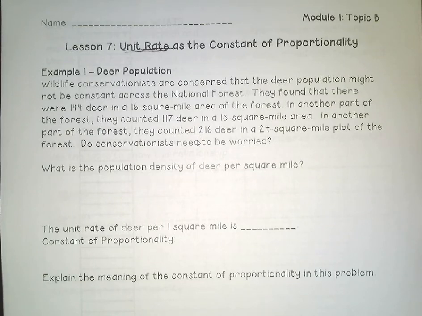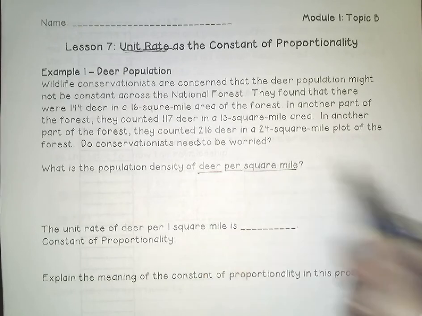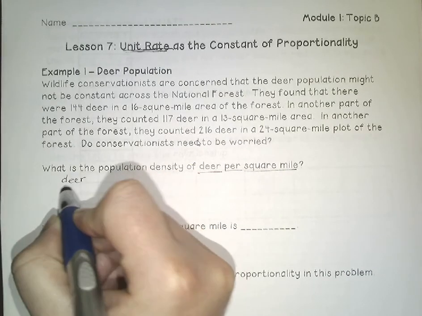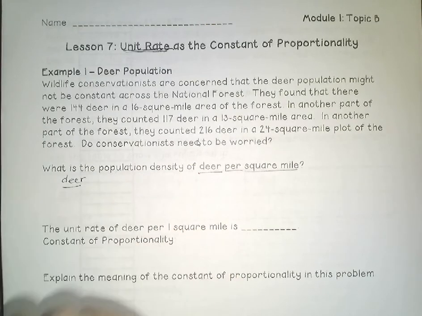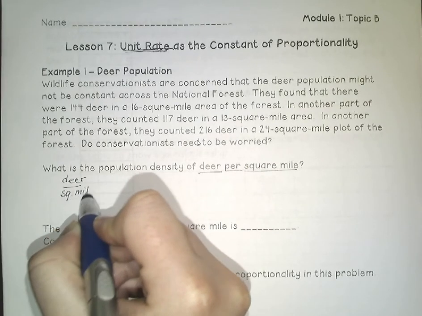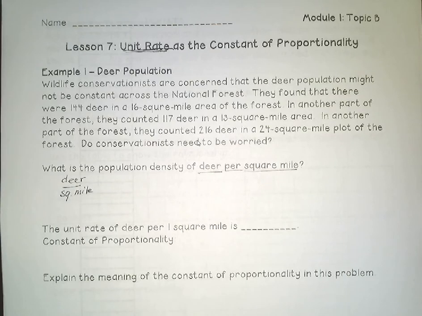What is the population density of deer per square mile? So here we go with the math. Density, deer per square mile, that's what we want to look for. So we will take the deer and we need to find what the population of deer per square mile is. So we will take the number of deer and divide it by the square miles.